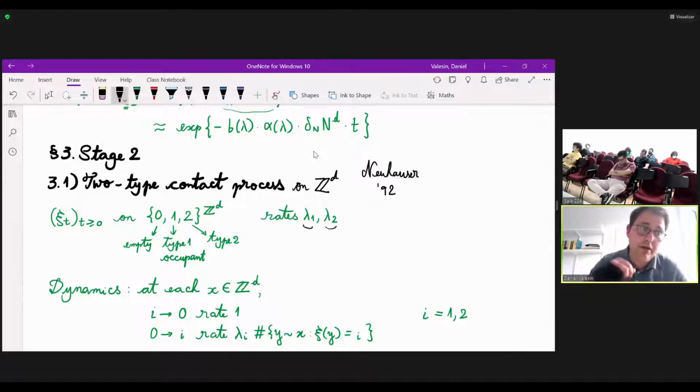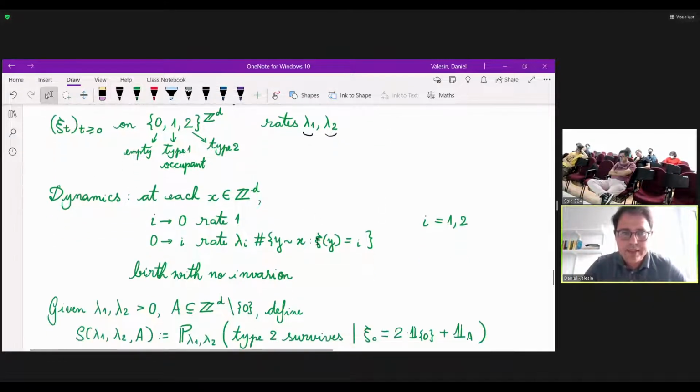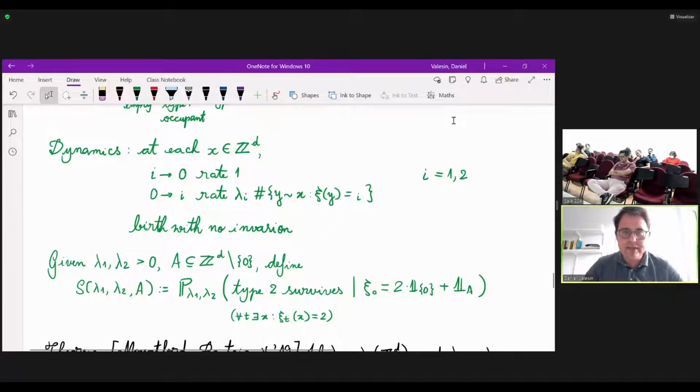So it's impossible for a type 1 to give birth on top of an existing type 2 individual, and vice versa. So yes, this is the 2-type contact process on Z^d. I say birth with no invasion for the reason I just explained: you have no births on occupied places. And now I will define this quantity here.